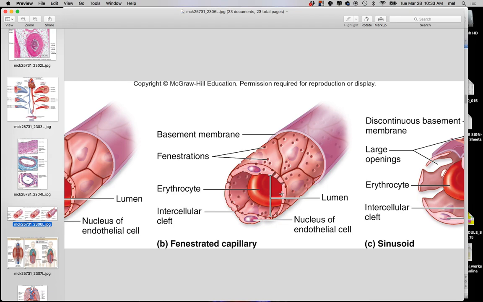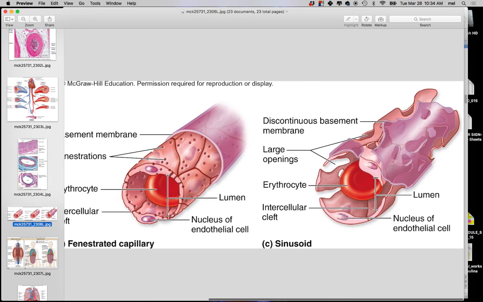Where do you find those? You find those in places where you want a lot of transport, but you don't want to lose complete control over it. Like for instance, the blood vessels that are immediately deep to the small intestine want to do a lot of absorption, right? They still want to have some degree of control over the absorption. Or the blood vessels in the kidney, those fenestra in the kidneys are less about what gets into the body and more about what gets out, right? So those are fenestrated capillaries. And then the last type of capillary is the one that is super wide, comparatively speaking, still microscopic.